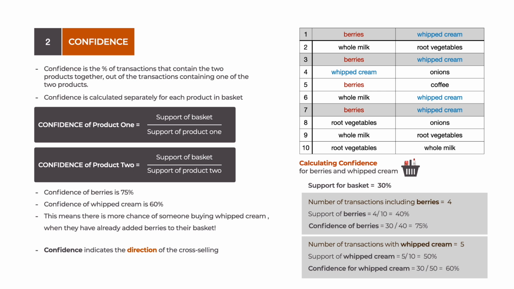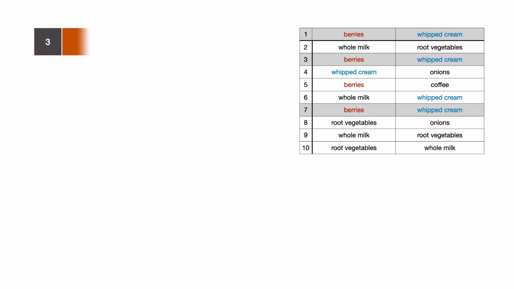So it must be noted that confidence in itself does not give us the strength of the relationship between the two products. Say one product might be a very common purchase, so that it generates a high confidence number independently from the second product. So this is where the third key concept of lift comes in, which gives us the strength of the relationship between those two products in the basket. So lift gives the strength of the relationship between a basket of two products.